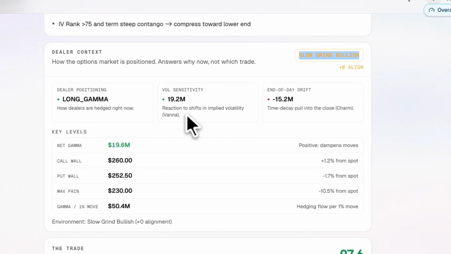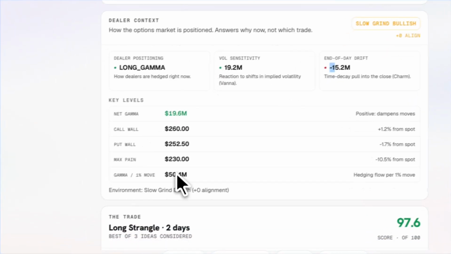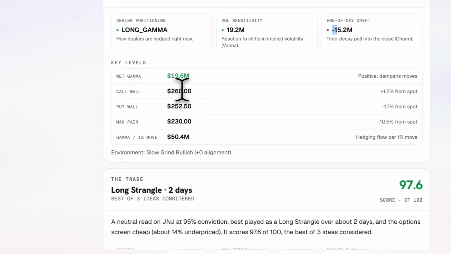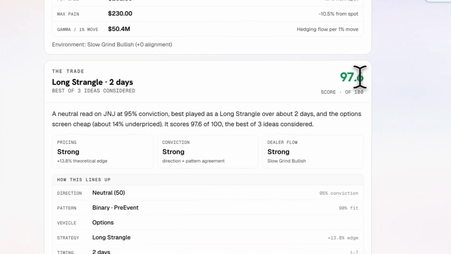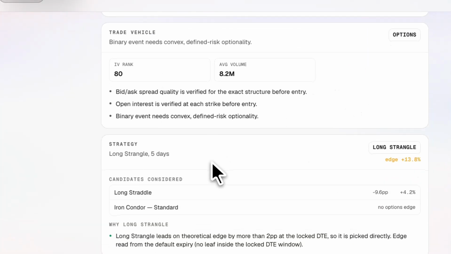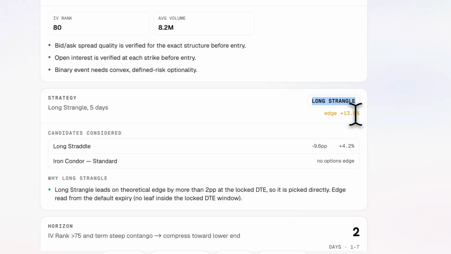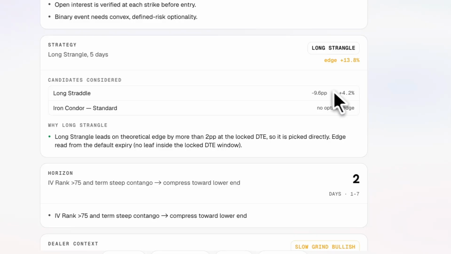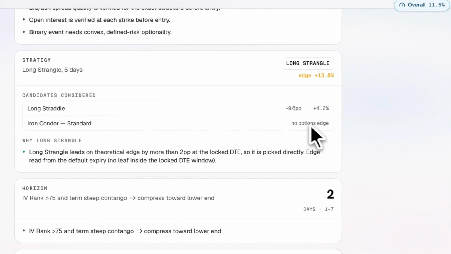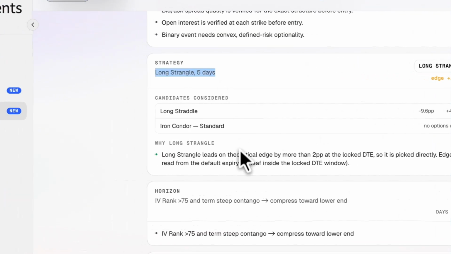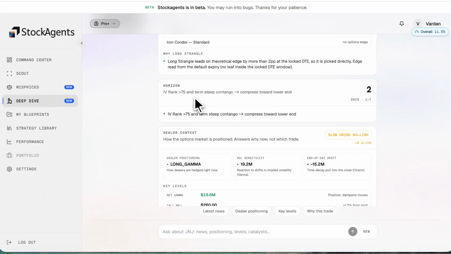What it can measure is positioning. Dealers are long gamma, net around $19 million, an environment it labels slow grind bullish. Moves get dampened, dips get bought, call wall at 260, put wall at 250, max pain at 230, 10% below spot. The verdict: a long strangle over 2 days, scoring 97.6 out of 100, best of 3 structures considered. The options screen cheap against the model, about 14% underpriced. Conviction on the setup, 95.